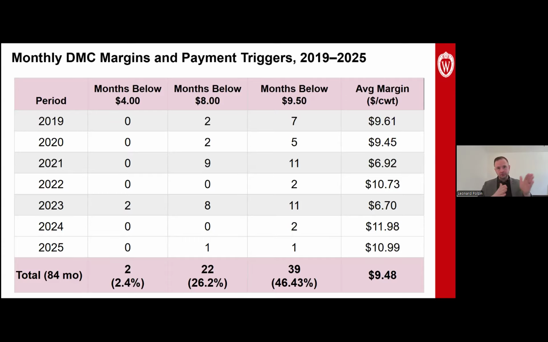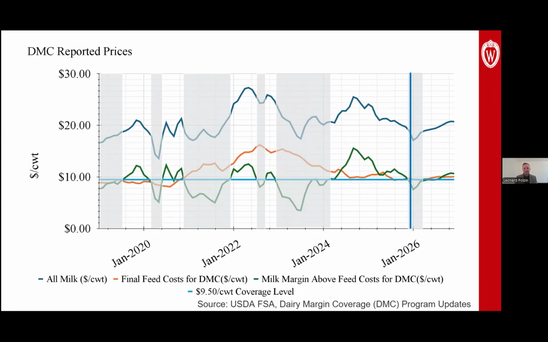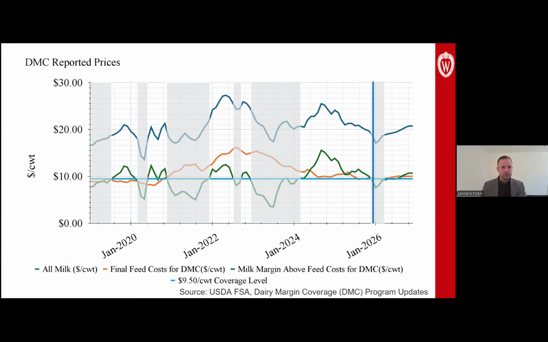So the average margin of prices that have been announced is that $9.48. We seem to be certainly above and below that as we go along, as this graph would show. The green line here is our margin cost. The blue horizontal line is where the current forecast is, so everything to the right of that is forecasted prices. But the gray bars here are the periods in which we received payments. By that, I mean the periods in which there were margins below that $9.50 margin coverage threshold.